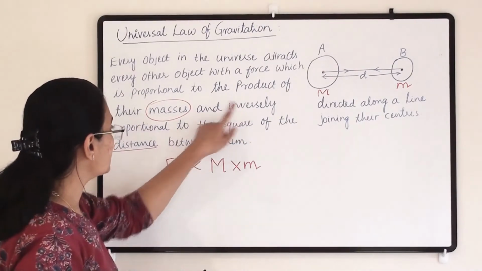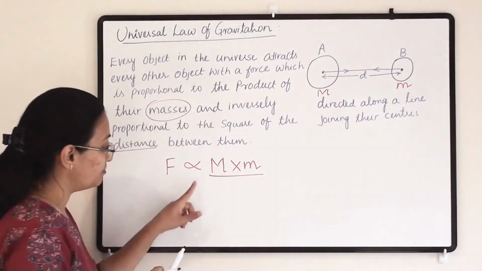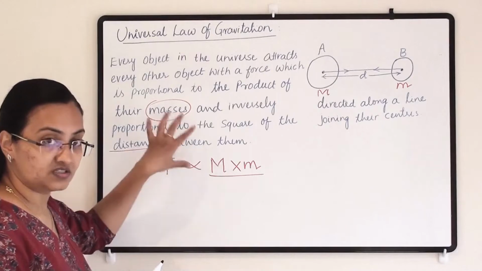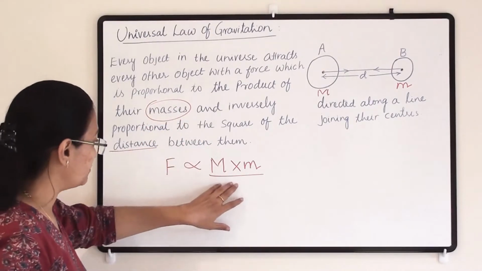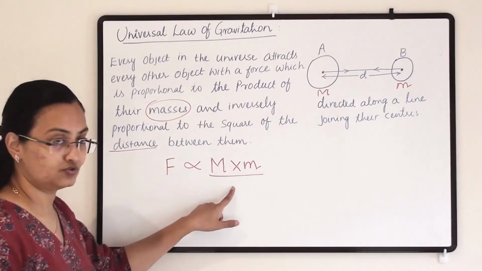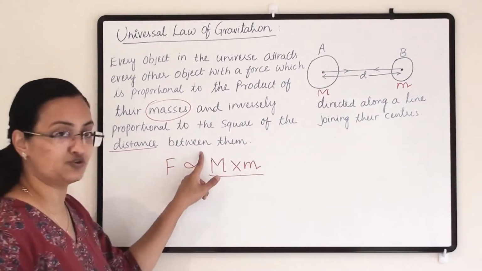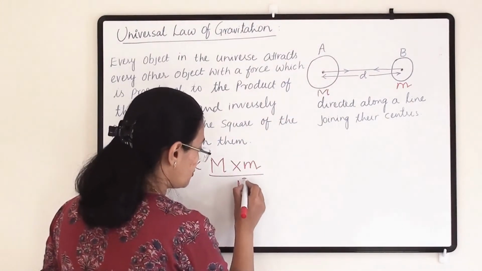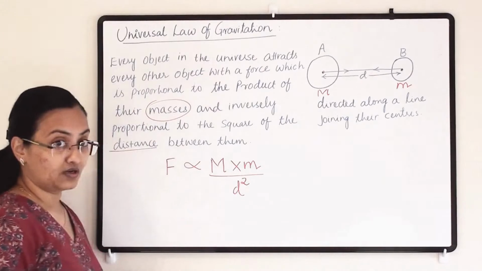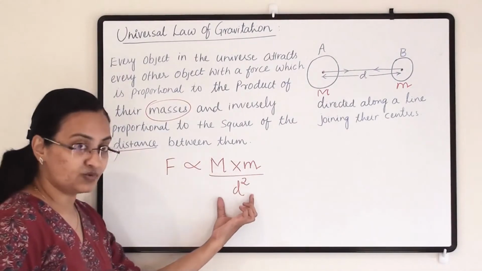And inversely proportional means that term will come in the denominator. Whatever term comes next will come in the denominator; only then is it inversely proportional to that. To the square of the distance between them. So the distance between them is d, and that squared. Now what is the meaning of directly proportional and inversely proportional?